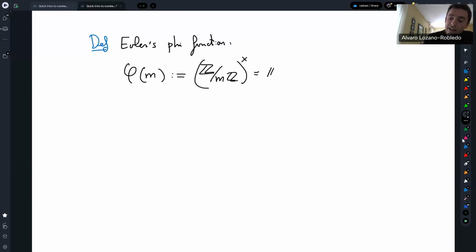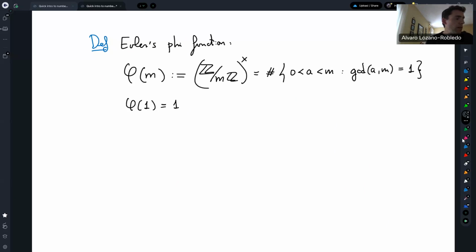So this is exactly the numbers between 0 and m that are relatively prime to m. Because remember that we said that if a and m are relatively prime, then a is a unit, and it's actually if and only if. So the Euler phi function counts exactly how many elements between 0 and m are relatively prime to m. We set up phi of 1 to be 1, and then we can compute other values.